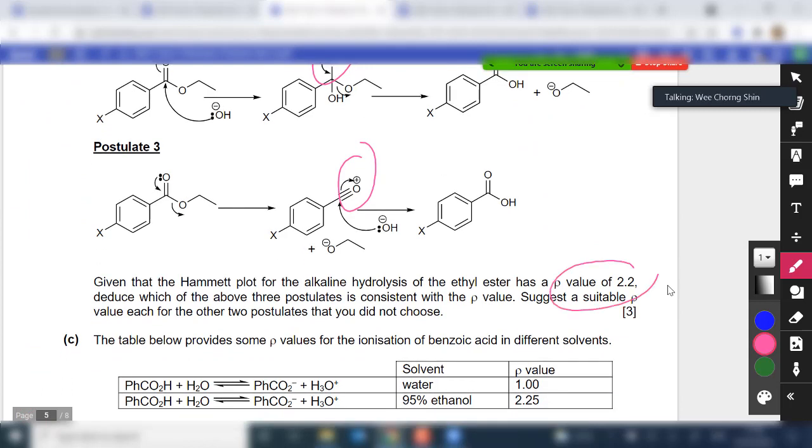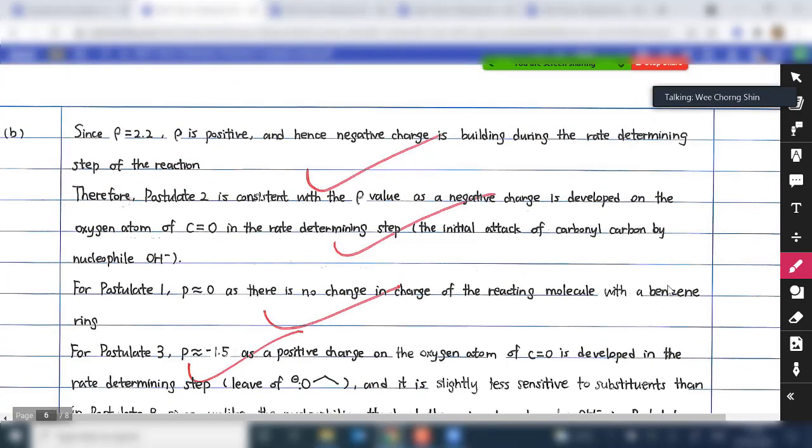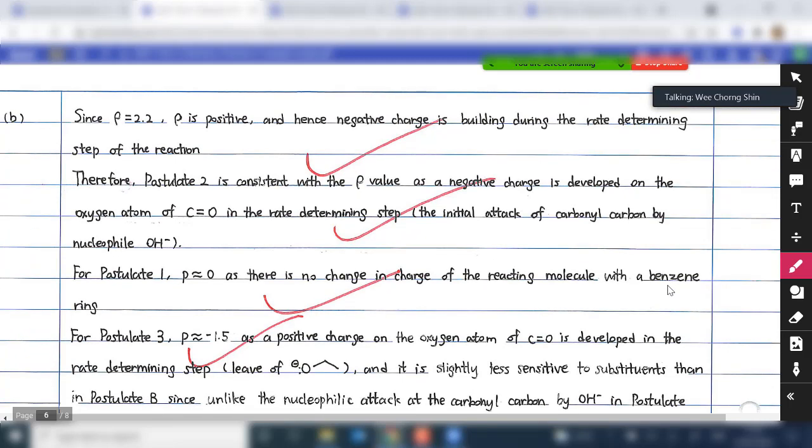the rho value for hydrolysis of ester is this. Suggest a suitable rho value for the other two. Again, from here, a positive rho value means negative charge is building up. Okay, so data interpretation. You realize that if you learn the Hammett postulate, Hammett equation, there are a lot of questions we can ask you. Thousands of kinds of questions. We just give you a lot of graphs and then you interpret from there. But in the end, it's not in the syllabus. So that's why I cannot ask.